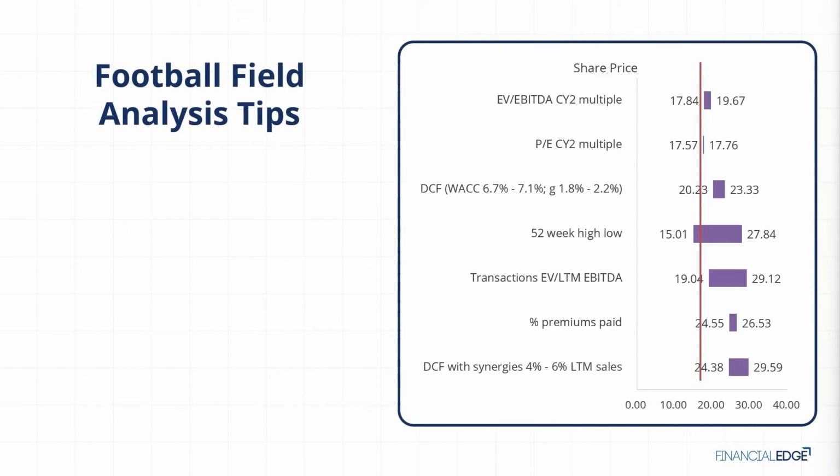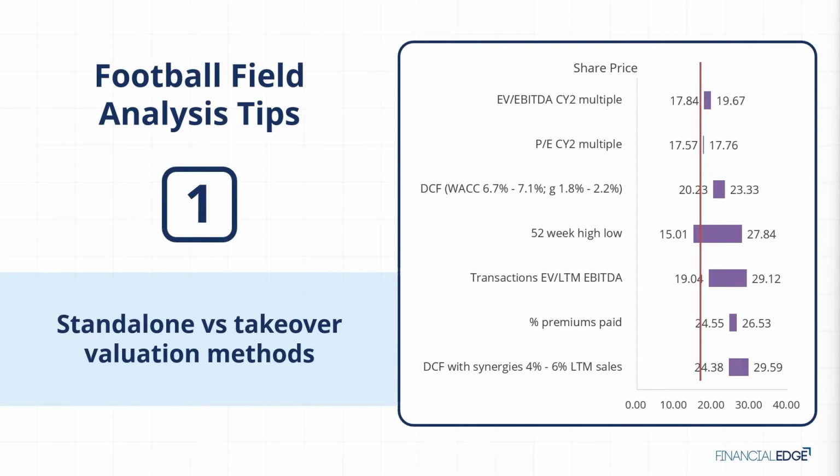In this football field graph, we have 7 valuation methods. Our first tip is to show the standalone valuation methods and the takeover valuation methods separately. The top 4 valuation methods on our graph show the value of this company as a standalone entity, i.e. as it currently is. Whereas the bottom 3 values are the value of the company if it was taken over.